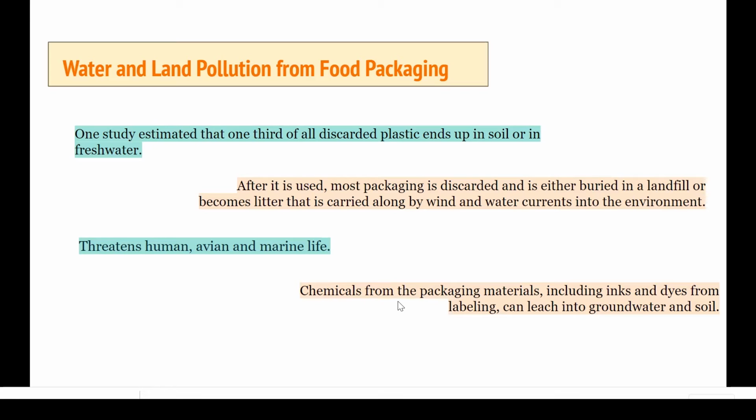And not only that, the chemicals from the packaging are quite toxic. Including inks and dyes from the labeling usually used from shops, they can leach into underground water and soil, so not good.